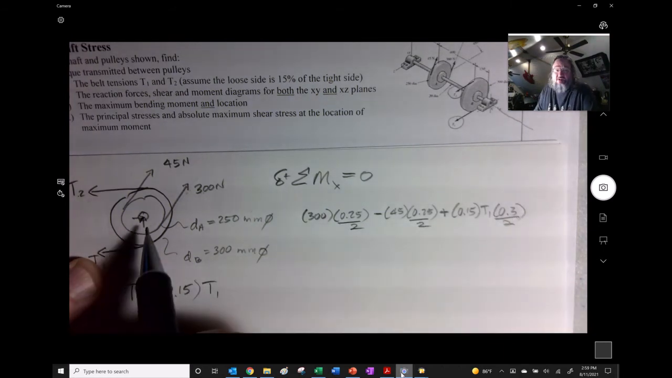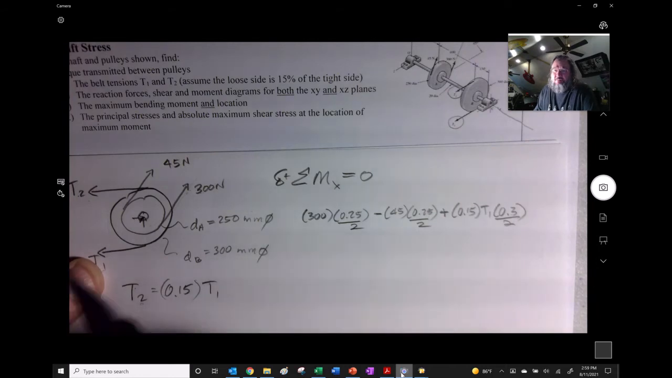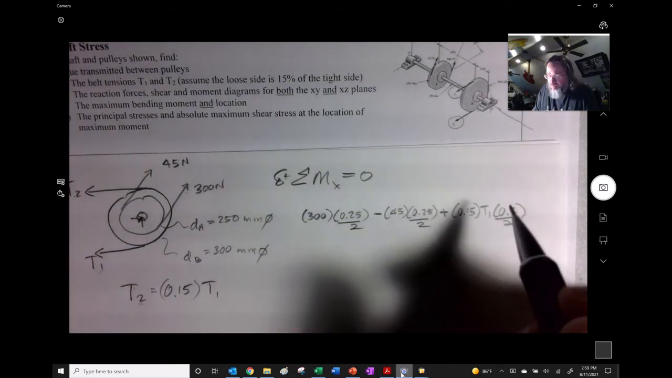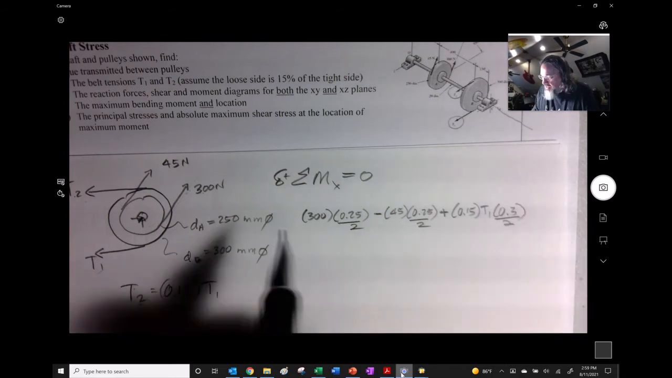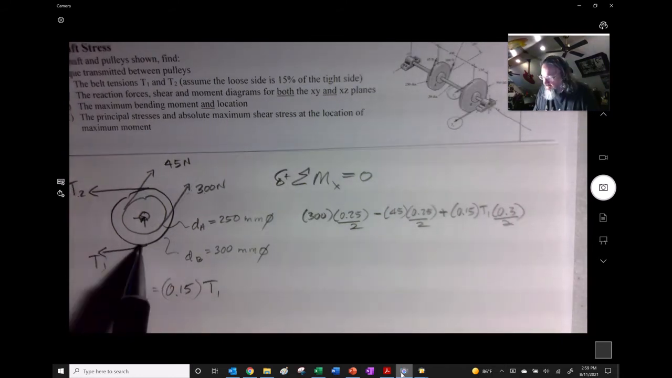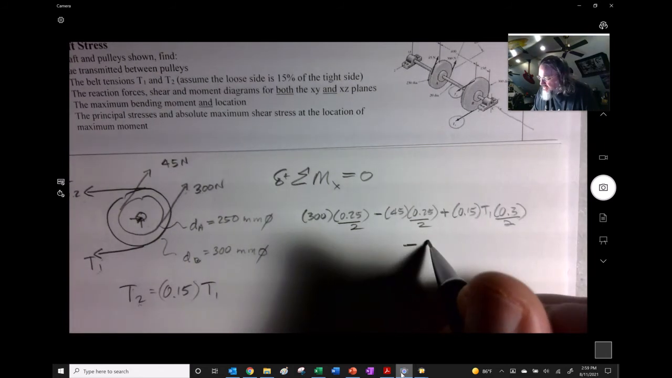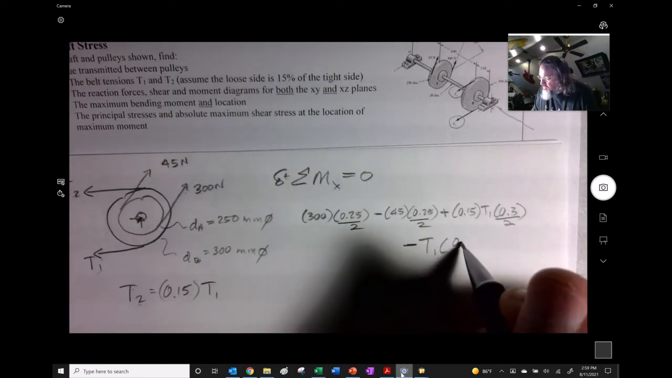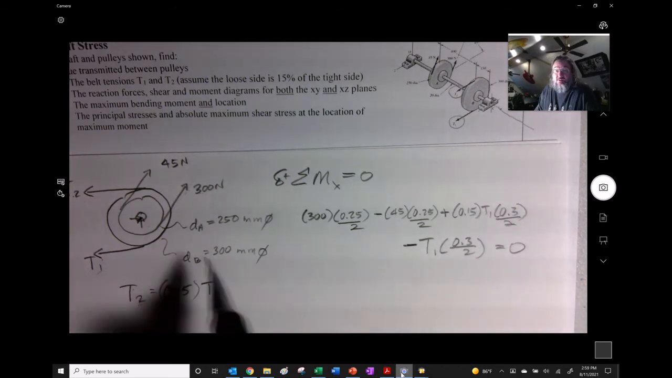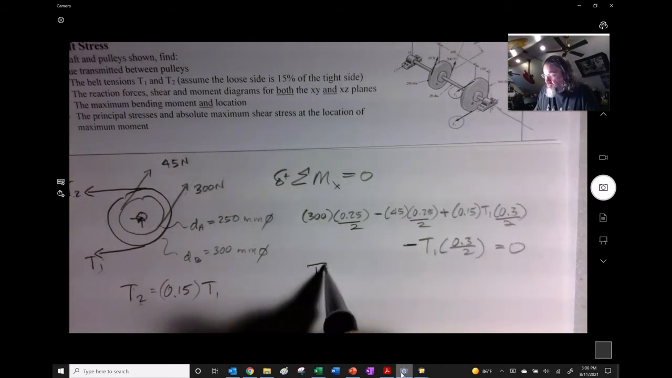Right, it needs to be the radius, not the diameter. It's not going to matter because the 2's would have canceled out, but it's good to do it the correct way. And then lastly, we have T1 going clockwise, so it's minus T1 times 0.3 divided by 2 equals 0. So they all need to equal 0. So we can solve for T1.